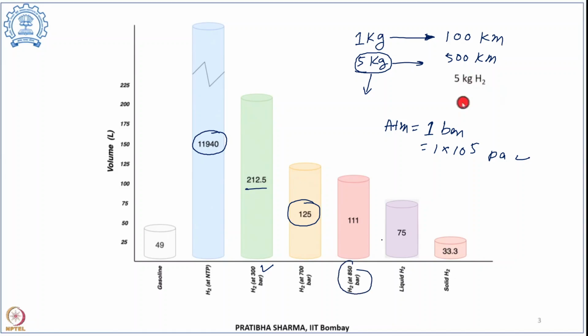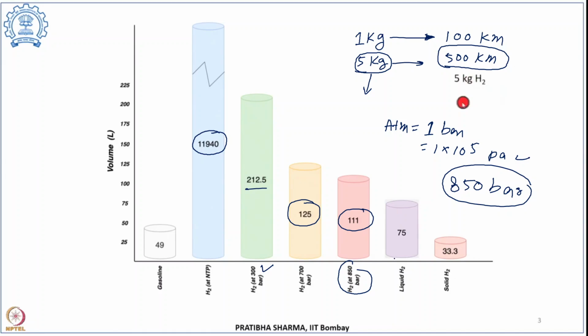Can you imagine 850 bar pressure compression of hydrogen that requires only 111 liter, an 111 liter tank? You have to accommodate a 111 liter size tank in your two wheeler such that you can go 500 kilometer if you refuel hydrogen at one time. It is also not possible.